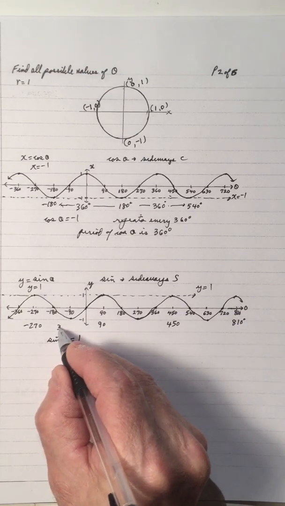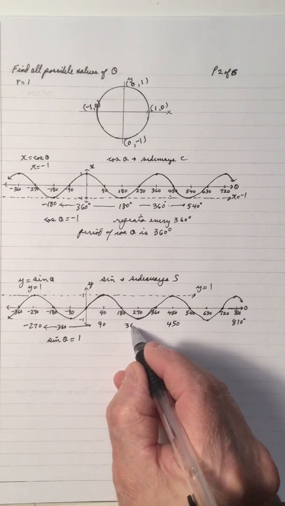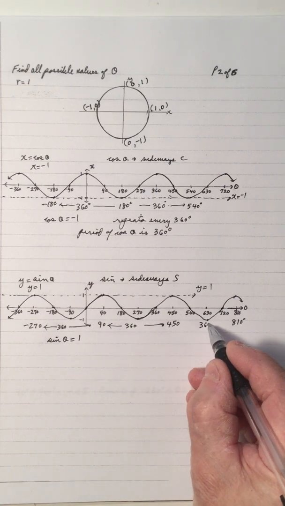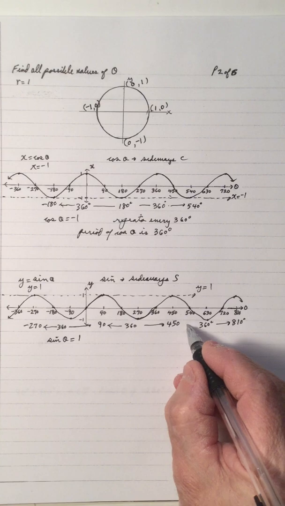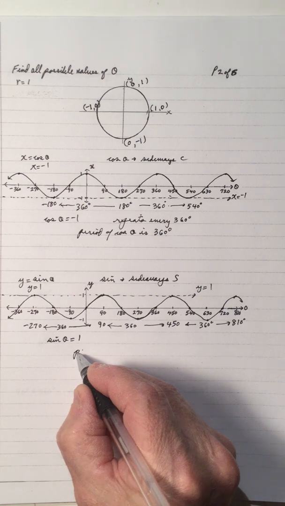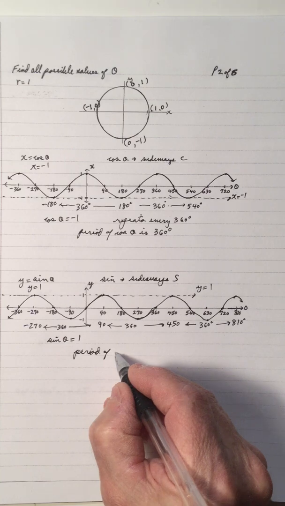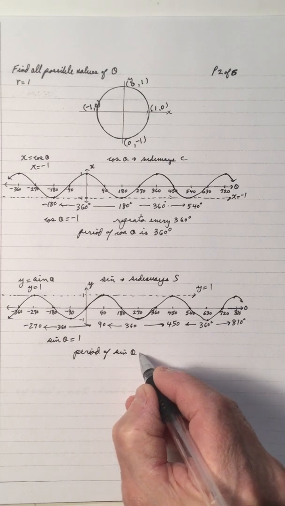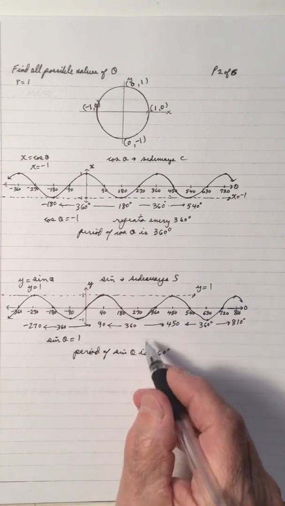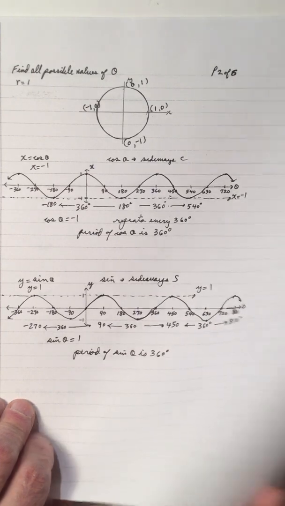And notice there's 360 degrees between these two, and there's 360 degrees between these two, and there's 360 degrees between 450 and 810. So again, the sine graph has a period of 360. It repeats every 360. So the period of the cos graph and the period of the sine graph is 360.